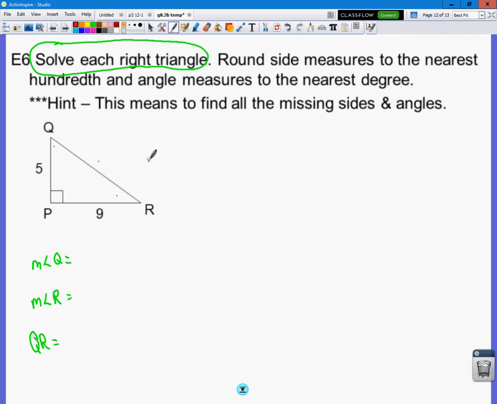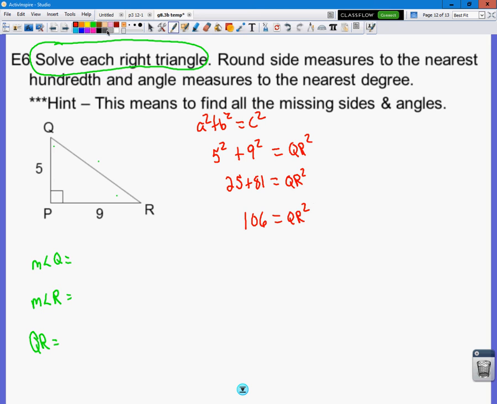Pythagorean theorem: a squared plus b squared equals c squared. So 5 squared plus 9 squared equals, and I'm just going to put the QR in there because that's what I'm looking for, QR squared. 5 squared is 25, 9 squared is 81, and it's equal to my segment squared, QR. 25 and 81 is 106.